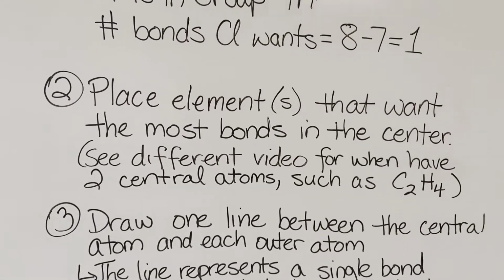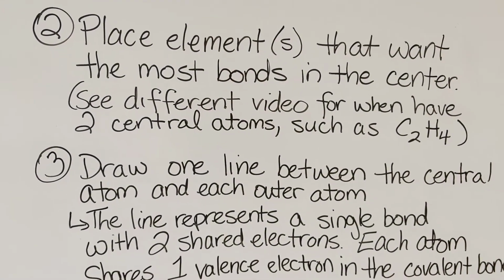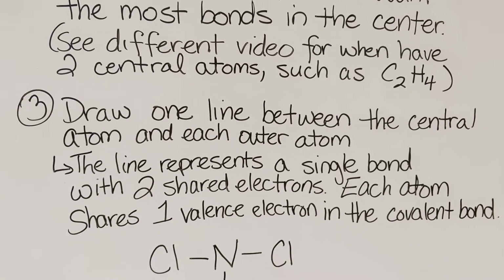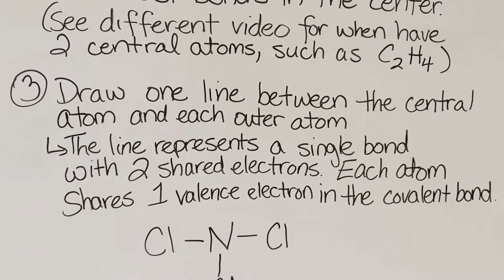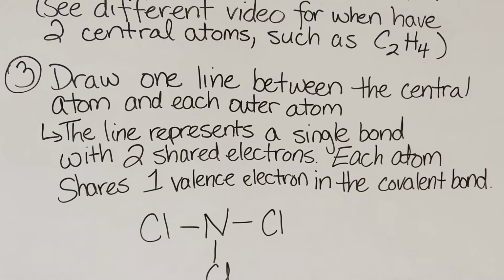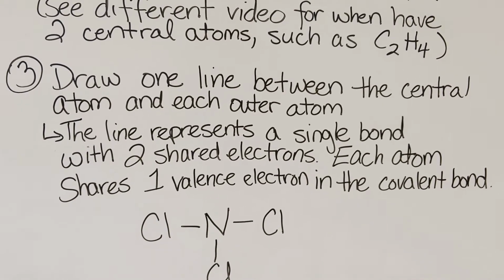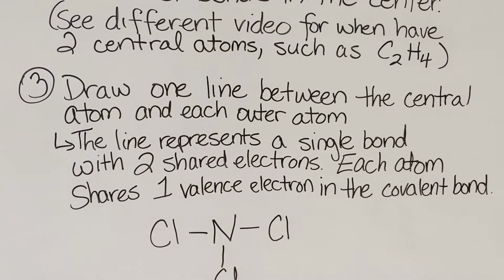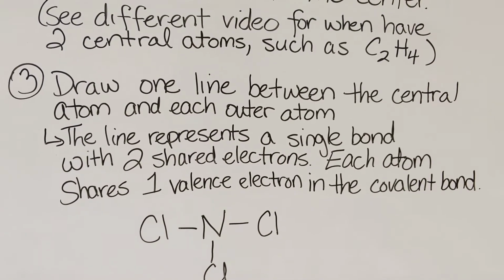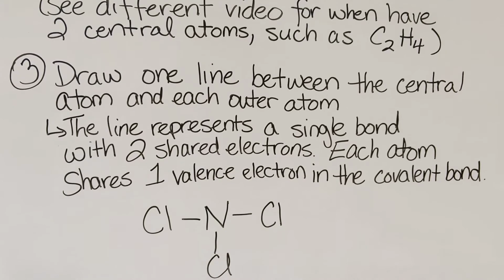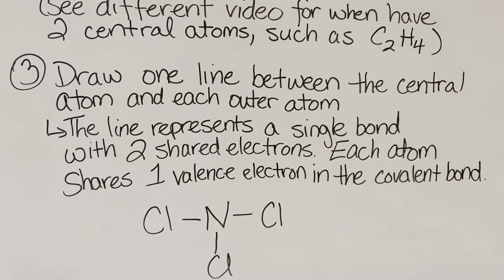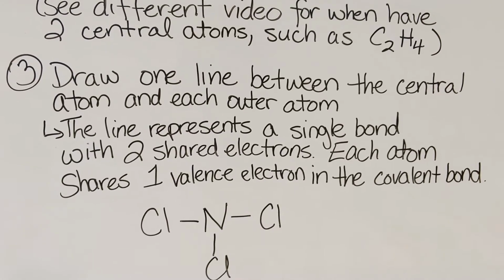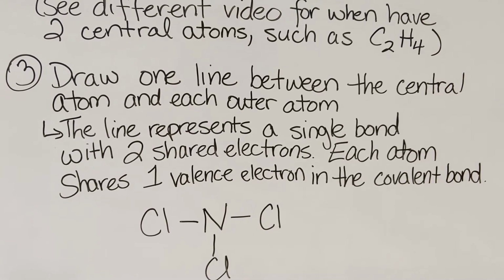The third step is to draw one line between the central atom and each outer atom. This line represents a single bond with 2 shared electrons. Each atom shares 1 valence electron in the covalent bond. I've put nitrogen in the center because he wants the most bonds, and each chlorine on the outside with the 1 bond that they want.